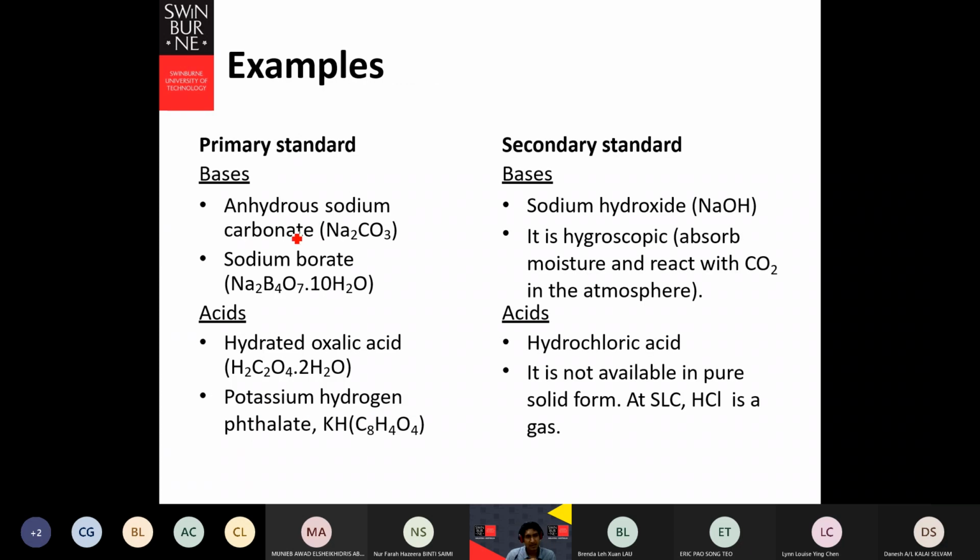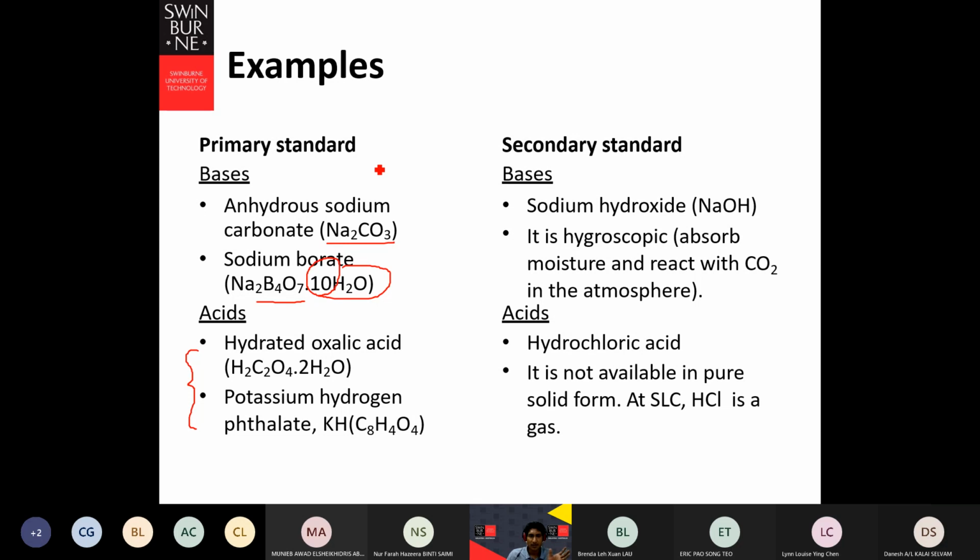So primary standards among bases are sodium carbonate and sodium borate, of course with 10 molecules of water in that. Among acids, there are hydrated oxalic acid and potassium hydrogen phthalate. Those are the primary standards among the acids. Yes, there are secondary standards: all other things that are not primary, we call secondary. There is no tertiary standard. So only primary and secondary.